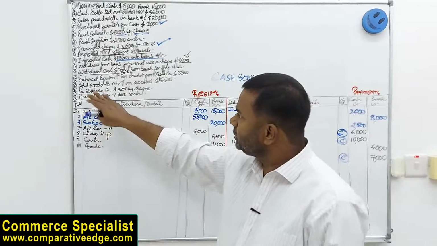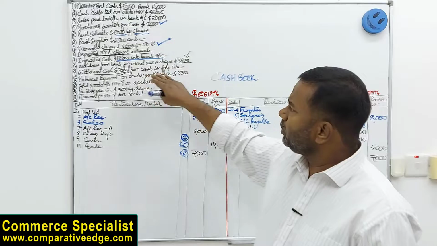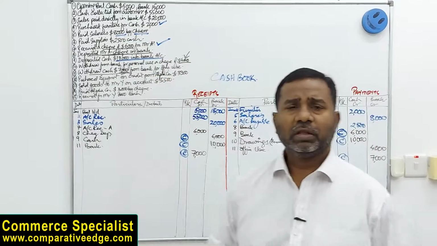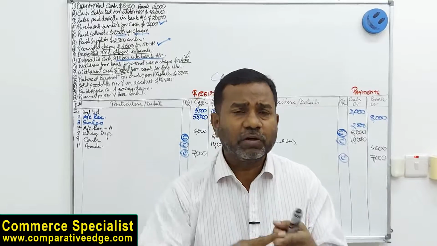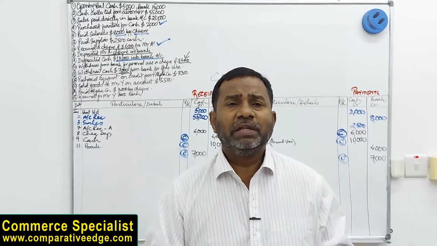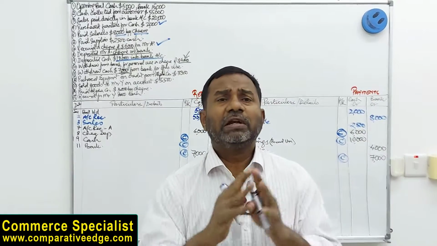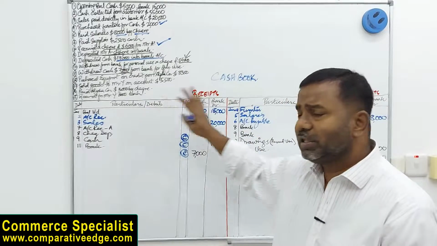Next transaction, it says purchase equipment on credit from Alpha company. Now we are buying equipment, but we are not paying. We are not paying cash. We are not paying a check. That means it's a credit transaction. Credit transactions are not recorded in the cash book.